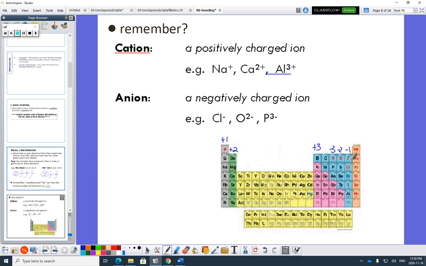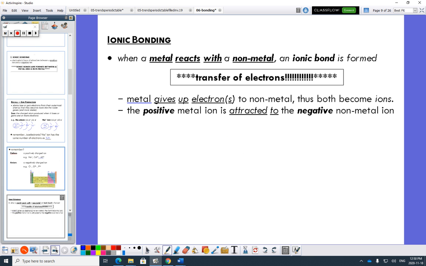Okay, so the big thing with ionic bonding is that the reason you get cations and anions is because of the transfer of electrons, not sharing. So that's like the second difference. A metal reacts with a nonmetal and it transfers the electrons. The metal gives up electrons to the nonmetal. It does not get them back. And they're attracted to each other pretty strongly. So usually ionic compounds are very hard, brittle solids, like table salt.